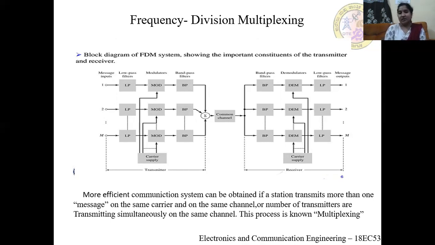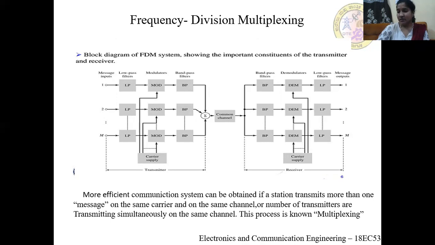More efficient communication systems can be obtained if a station transmits more than one message on the same carrier and on the same channel, or a number of transmitters are transmitting simultaneously on the same channel. This process is called multiplexing. The figure shows the block diagram of frequency division multiplexing.